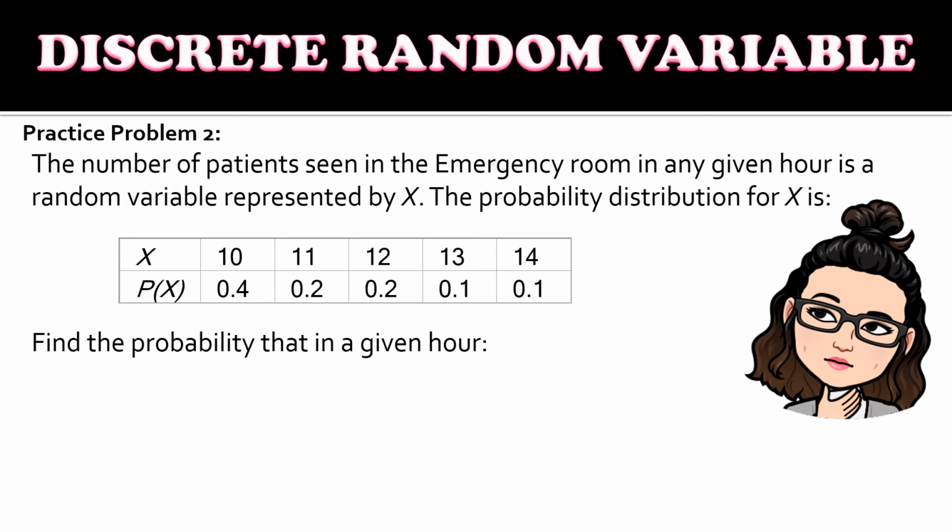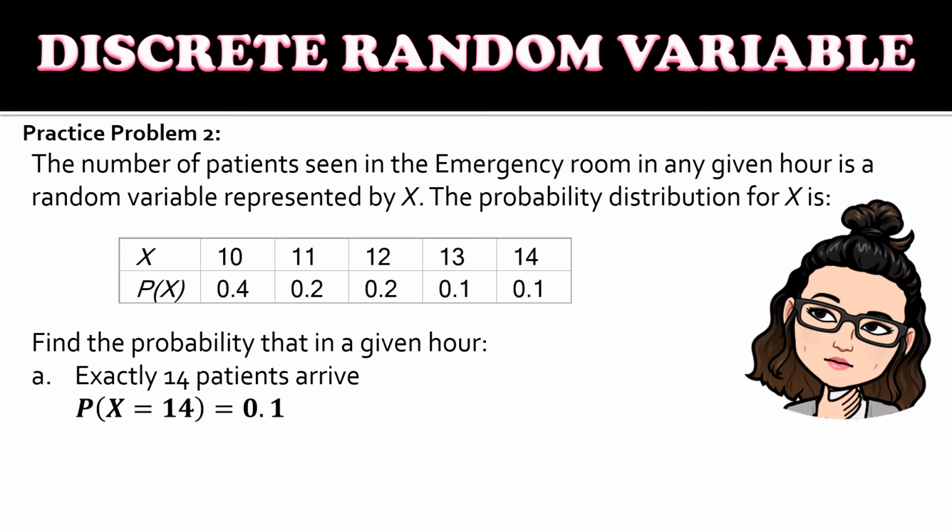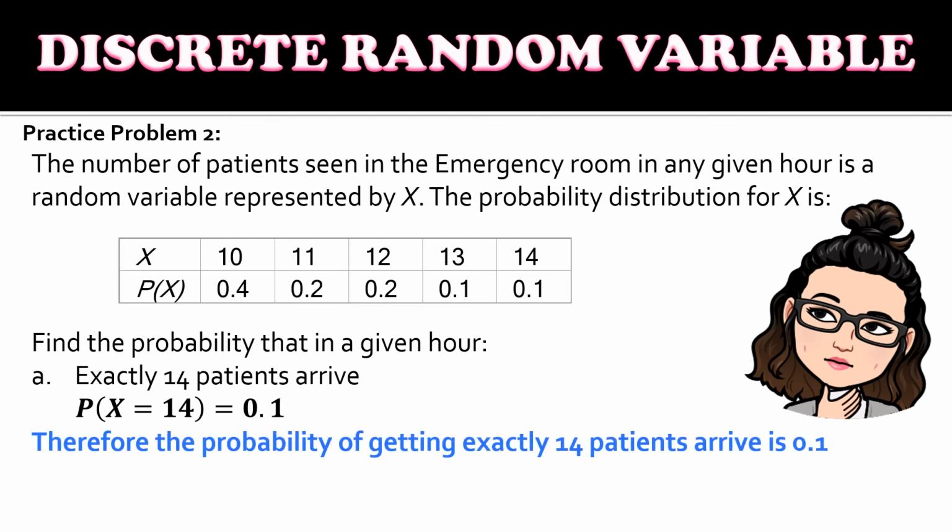Find the probability that in a given hour, exactly 14 patients arrive. When we say exactly, it means equal to 14 patients. So you just have to look at the table to get the answer. The probability of x equals 14 is equal to 0.1. Therefore, the probability of exactly 14 patients arriving is 0.1.